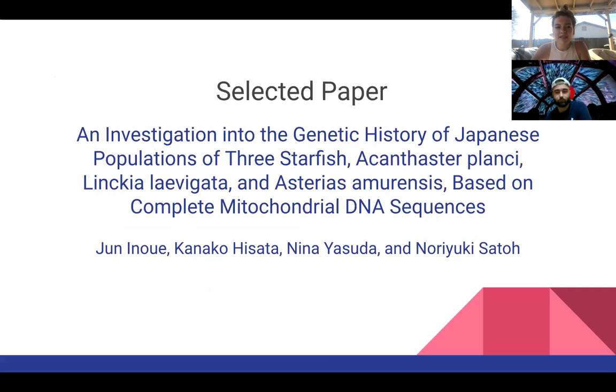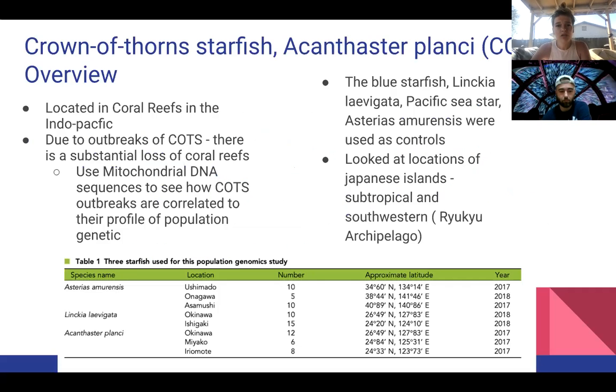Perfect. And then the selected paper we got was an investigation on the genetic history of Japanese populations of three starfish and their DNA sequences. So the crown of thorns starfish, this is a little bit of an overview on them. They're located in the Indo-Pacific and coral reefs, and they have many outbreaks that infest the coral reefs, impacting how the coral reefs grow. So they are a little bit of an invasive species.